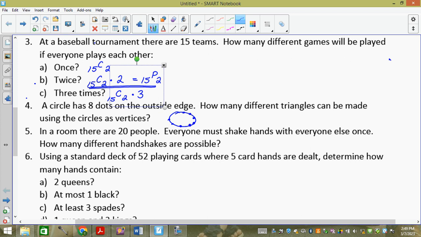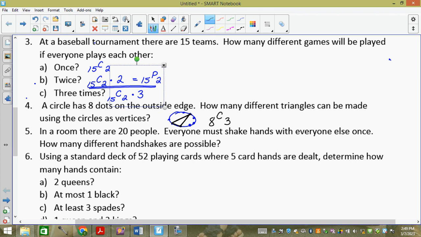And how many different triangles can be made using the circle as vertices? So how many of those vertices do we need to make a triangle? 3. Does the order matter? If I go like this, or I go like this, or I go like this, would that change my triangle? So does order matter? No, so we're just going to go 8C3.